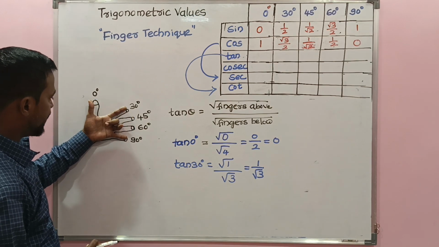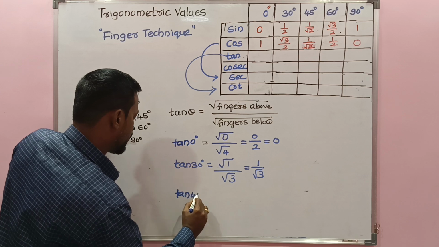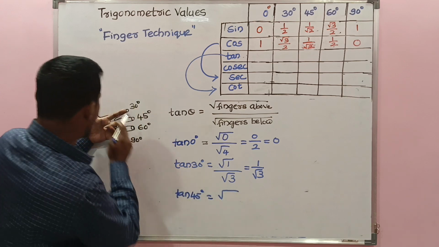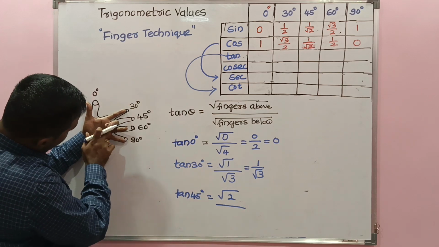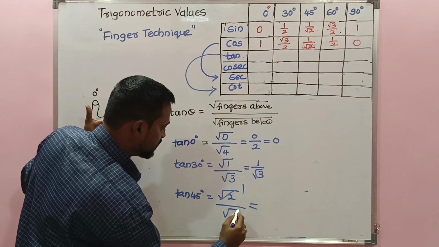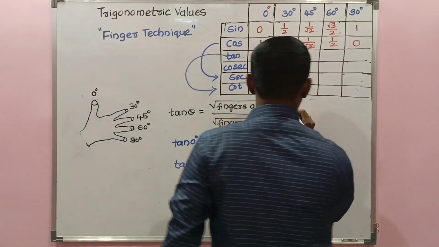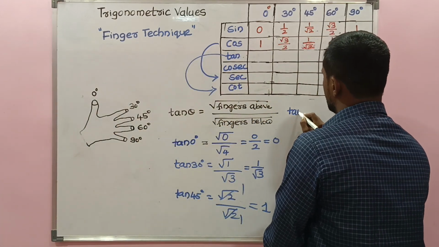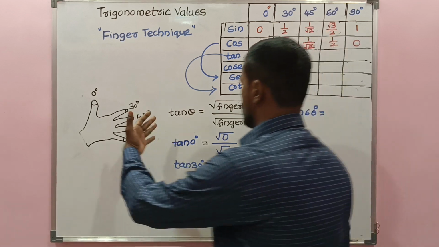Similarly, 45 degree. How many fingers are above? There are 2 fingers. How many fingers are below? Below, there are 2 fingers. Therefore, after cancellation, you will get 1. Therefore, tan 45 is 1. For tan 60, let us see. Tan 60 degree.